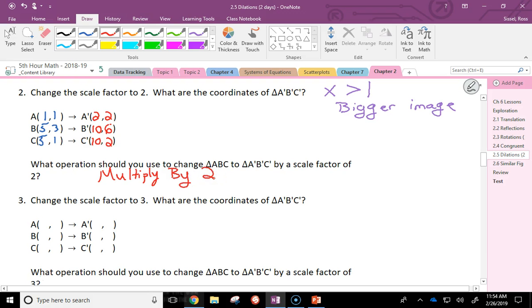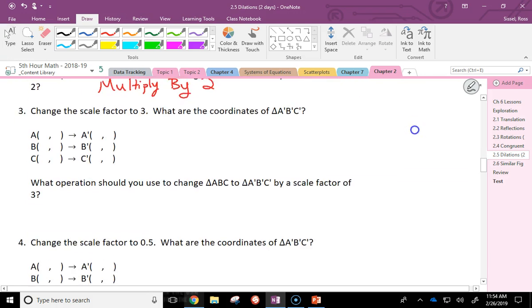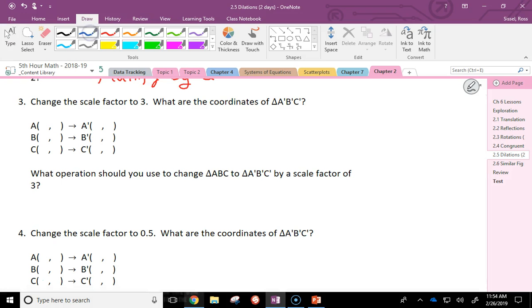Alright, so when we are doing scales and dilations, if I change the scale to something greater than 1, I am going to multiply it by that number. So if I look at number 3, original A was (1, 1), (5, 3), (5, 1). If I change our scale factor to 3, first thought I have is, is 3 larger than 1? Yeah. So I'm going to use what Ryan just said.